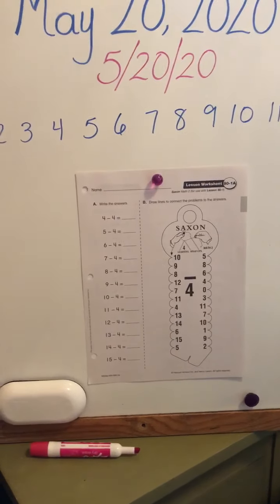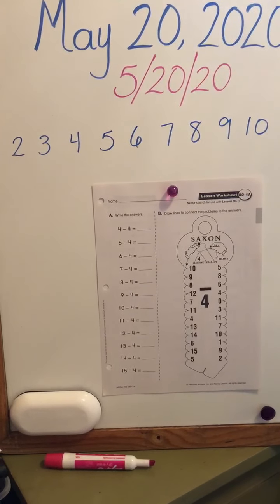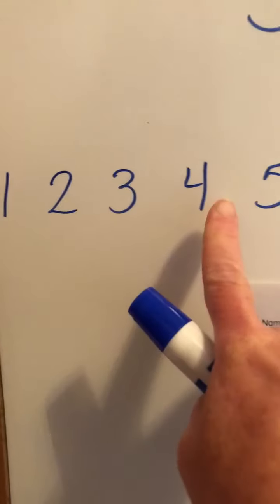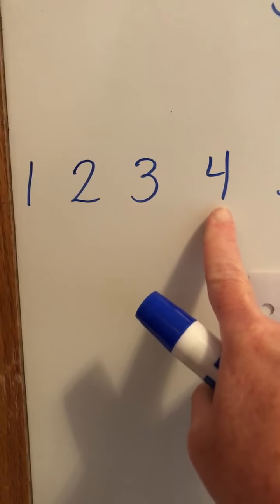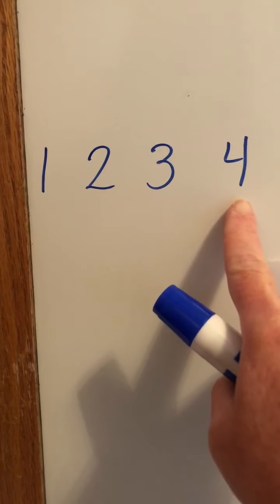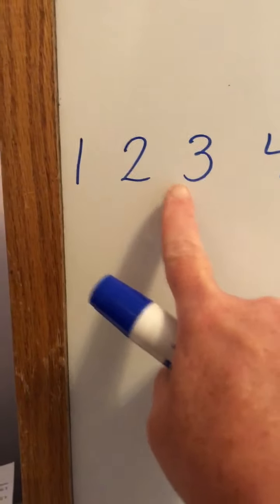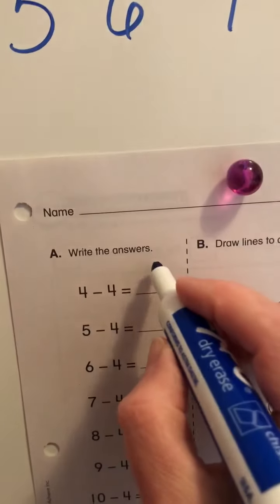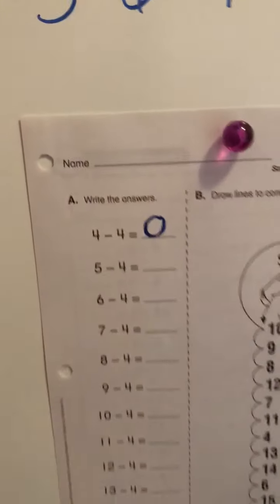Okay, let's look at the first one. Let's do 4 minus 4. Okay, if we are at 4, and then we're going to count back 4, right? Okay, so 3, 2, 1, 0, right? 4, take away 4 is 0. You know that. Good job.